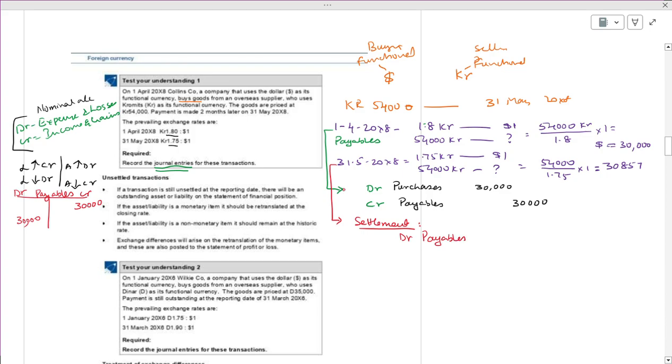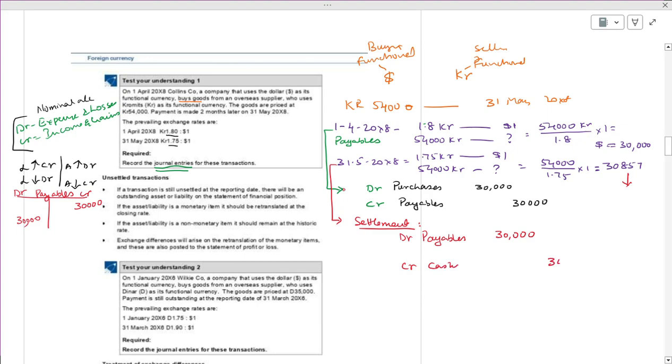How much are you paying? $30,000. But how much are you paying in cash? With respect to currency fluctuation, you are paying more. Cash is an asset. Asset is decreasing. When the asset decreases, it will be on the credit side.